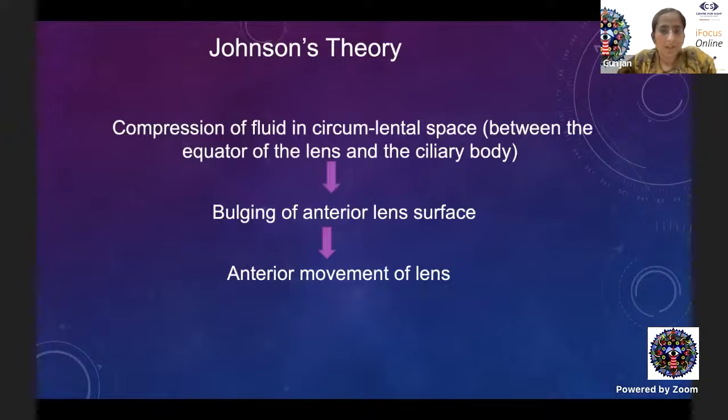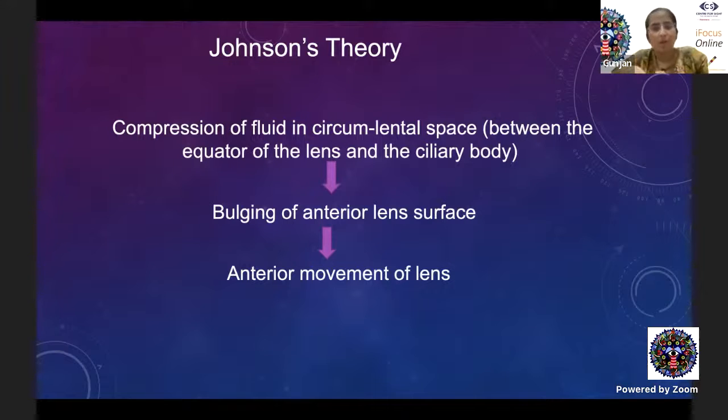Now, Johnson's theory states that there's a circumlental fluid present between the equator of the lens and the ciliary body. And it is because of the compression of this fluid in the circumlental space that there's a bulging of the anterior lens surface and further anterior movement of the lens.